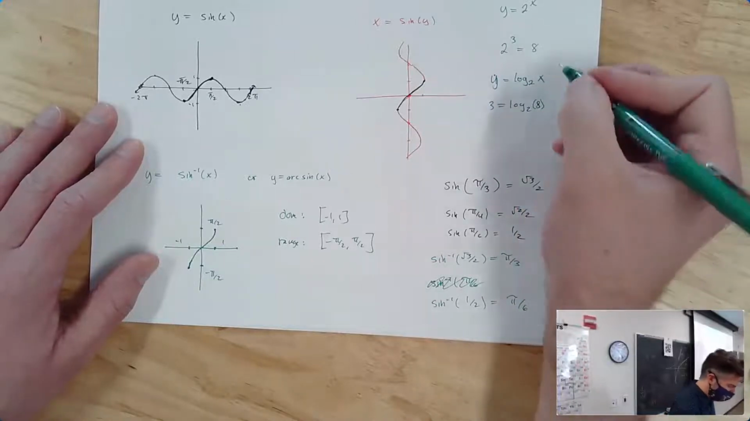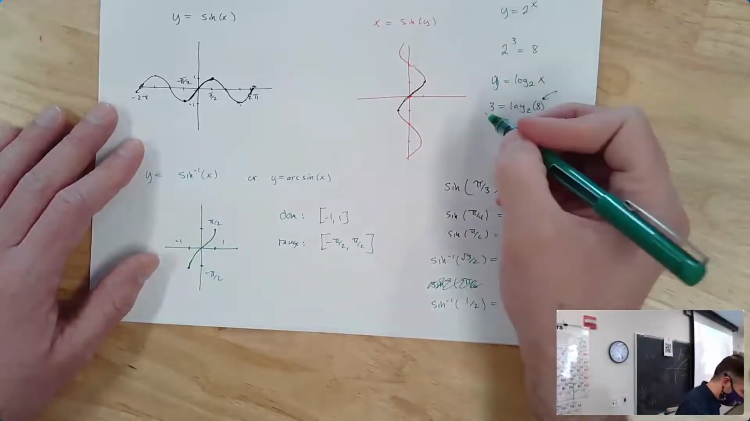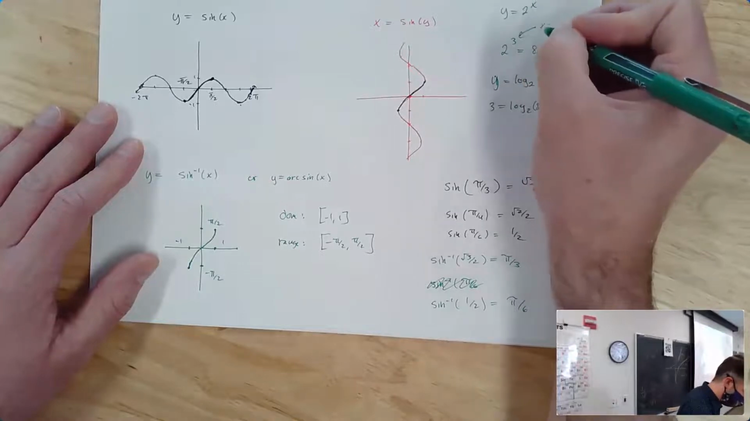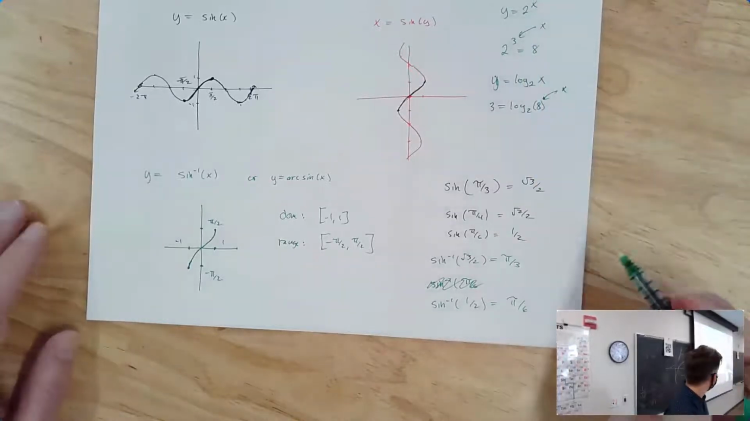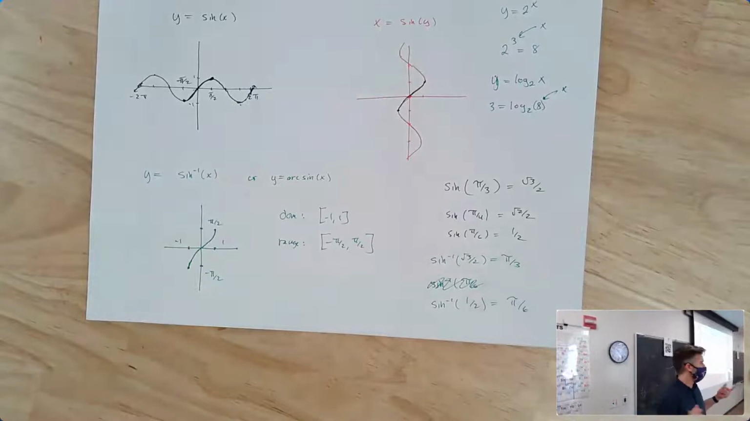I input the x value and I got out the y value. That's all inverse functions do. They interchange the role of x and y. That's why you interchange x and y when you're trying to find the inverse function.